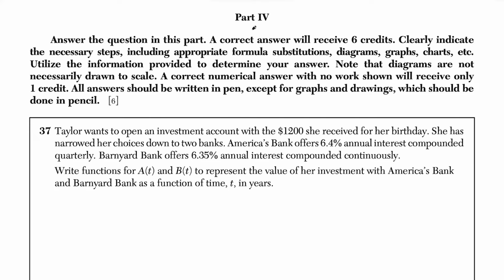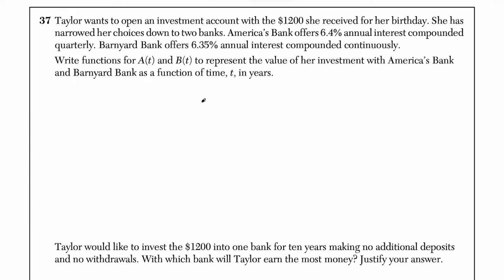So now we're moving on to part 4, the final boss. This question is worth 6 credits. Question 37: Taylor wants to open an investment account with the $1,200 she received for her birthday. She has narrowed her choices down to 2 banks. America's Bank offers 6.4% annual interest compounded quarterly. Barnyard Bank offers 6.35% annual interest compounded continuously. Write functions for A(t) and B(t) to represent the value of her investment with America's Bank and Barnyard Bank as a function of time t in years.